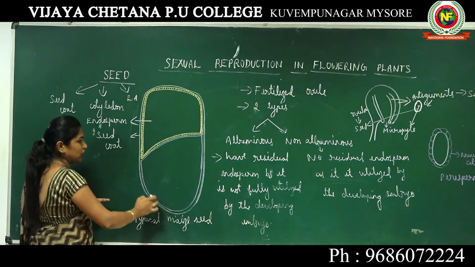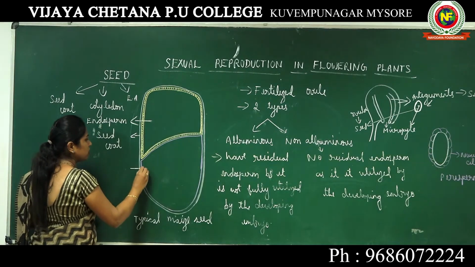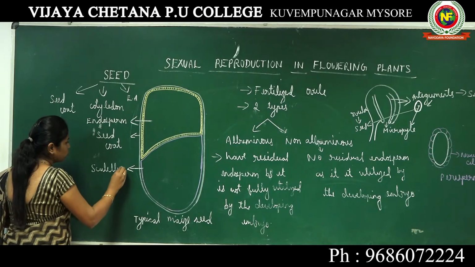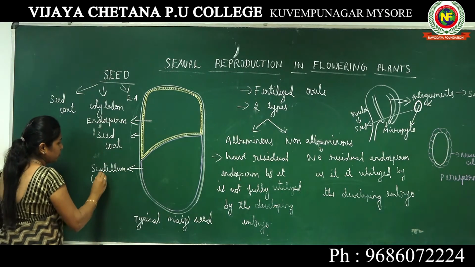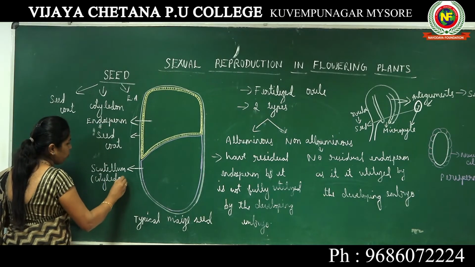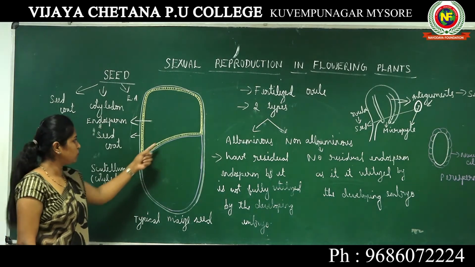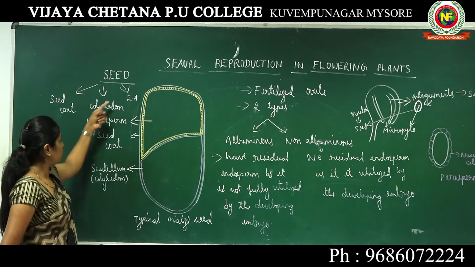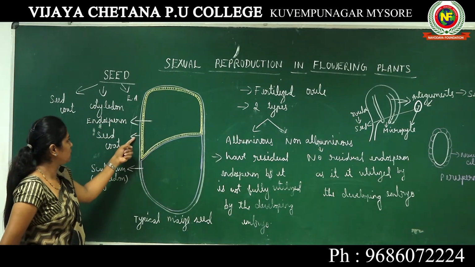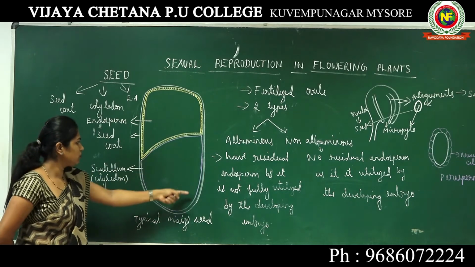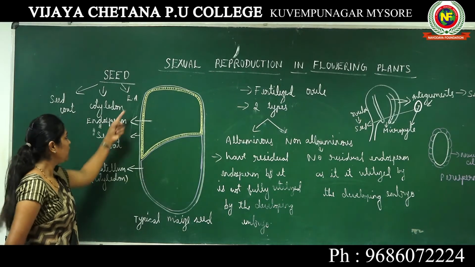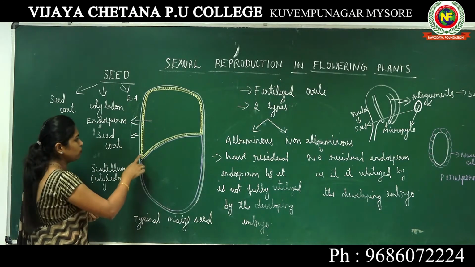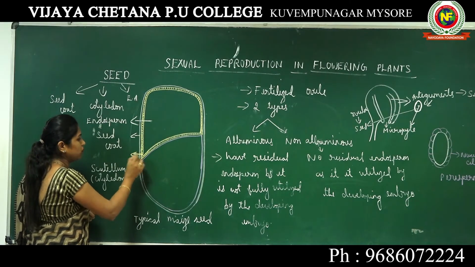Now this part is endosperm. This part, which looks like a shield, is known as scutellum. Scutellum, as I already told you, is a name used for cotyledons in monocots. So I told you a seed has three parts: seed coat, cotyledon and embryonal axis. We have a seed coat, we have cotyledons, because the scutellum is nothing but a cotyledon, and we have an embryonal axis. Where is the embryonal axis? We will study it.